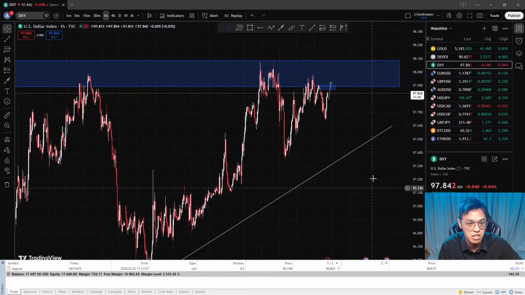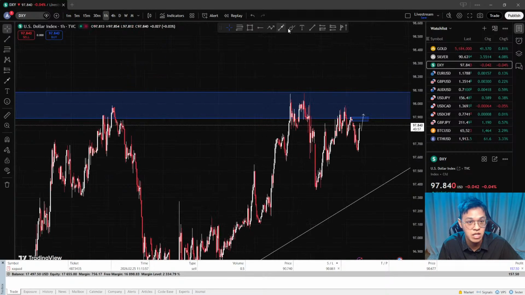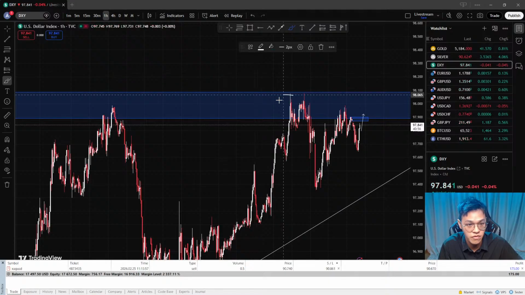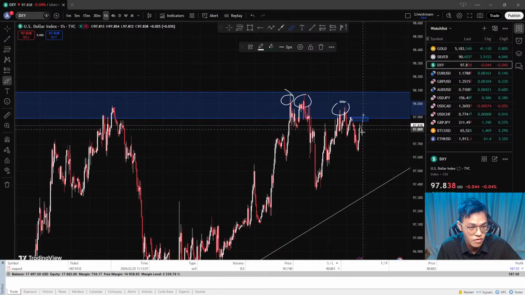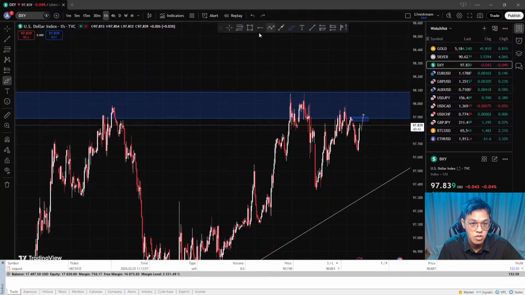When this price retraces, it forms a resistance level, and then the price comes back and retests this resistance level. This is the first retest, this is the second retest, and this is the third retest. If the price comes out again, it will fall. So be careful, guys.